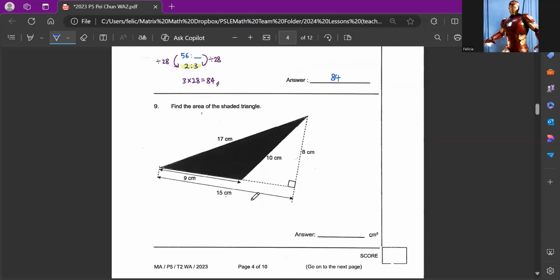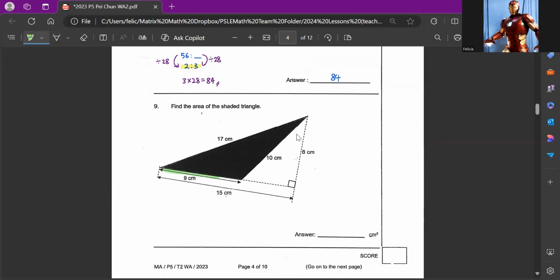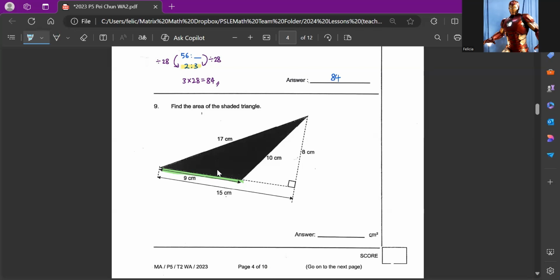Okay, next one, find the area of the shaded triangle. So for the shaded triangle, identify which side you would like as the base first. I think the most helpful base will be the 9 cm, because I see a right angle along this base, so most likely that will be helpful. Then where's my perpendicular height? The perpendicular height again would be dropped down from the corner opposite the base, and it must be, like I said, perpendicular to the green base. So there you go. We have identified 9 as the base, 8 as the height. So we can apply half times 9 times 8.